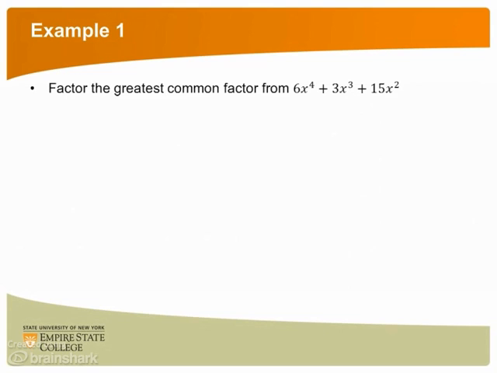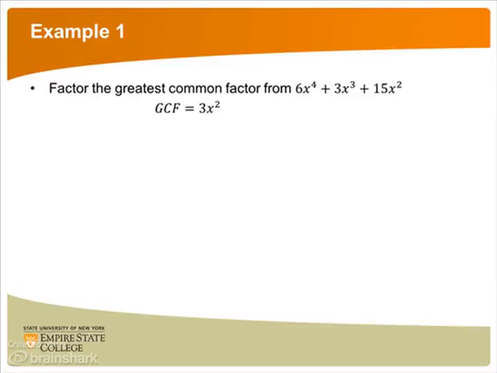For the first example, suppose you wanted to factor the greatest common factor from the terms of the polynomial 6x to the 4th plus 3x to the 3rd plus 15x squared. First, we need to find the GCF. Using the same techniques we looked at earlier, we find the greatest common factor to be 3x squared. We write the 3x squared and open a parenthesis.